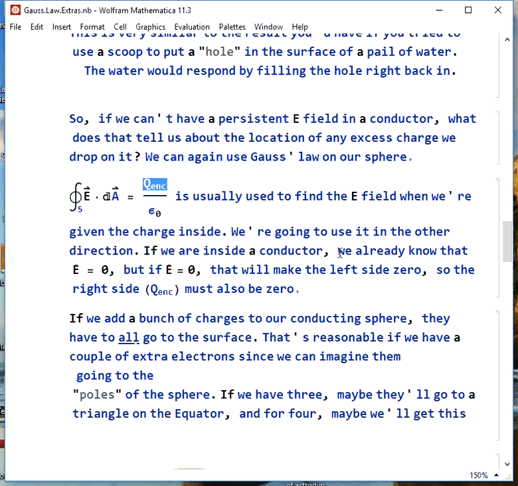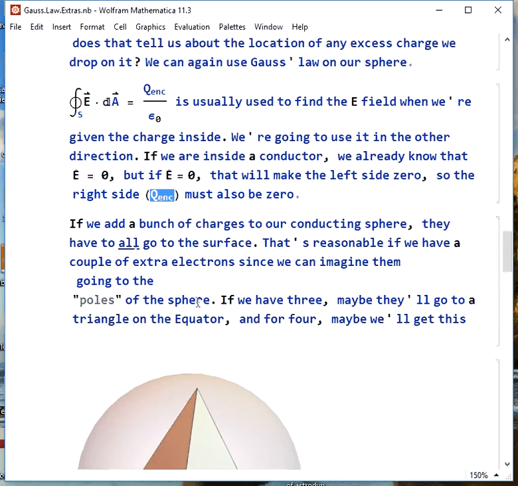We already know inside a conductor, E should be equal to 0, but if E equals 0, then the left side has to be 0, and therefore the right side, specifically the enclosed charge, has to be 0. So what this means is we add a bunch of charges to our conducting sphere. They all have to go to the surface.